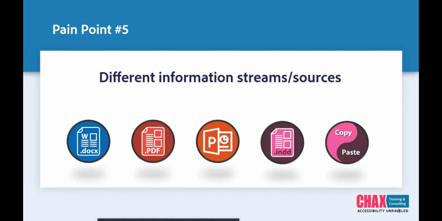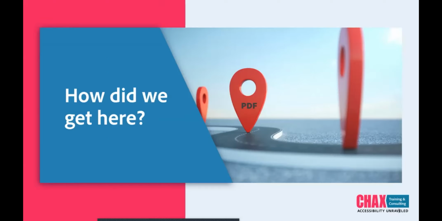So, how did we get here, right? How did we get to this point that we are, millions of documents on the web, all PDFs, most of them inaccessible? And here we are as educators trying to juggle all these different hats and to be able to do our job while trying to conform to the Web Content Accessibility Guidelines. It's a struggle, right?